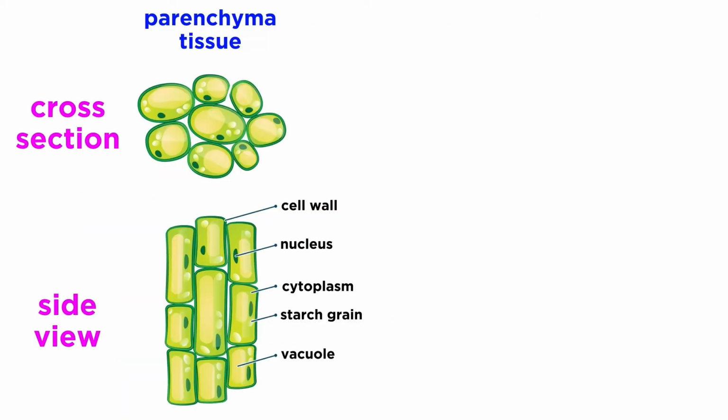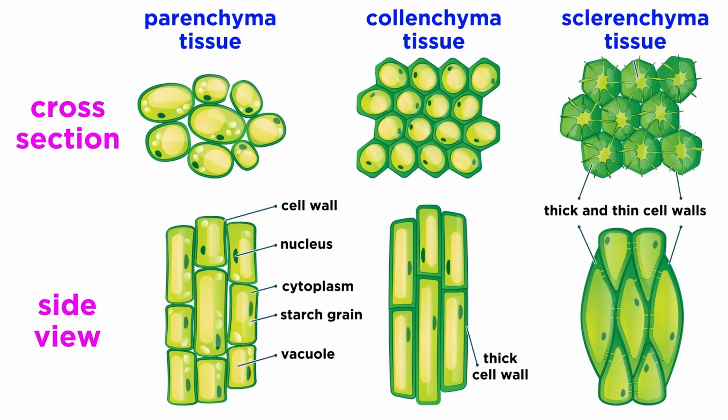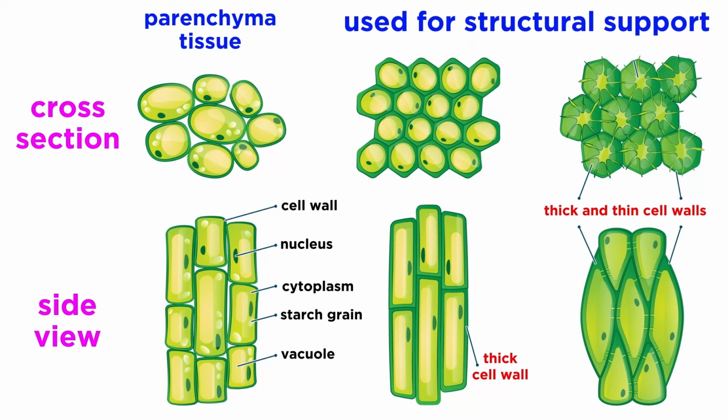The other two subtypes of ground tissue, ground collenchyma tissue and ground sclerenchyma tissue, are also composed of cells by the same names. As we now know, both collenchyma cells and sclerenchyma cells have thick cell walls made of cellulose, and in some cases lignin, which provides structure for a plant. Therefore, ground collenchyma and ground sclerenchyma tissues can be found throughout a plant wherever structural support is most important.